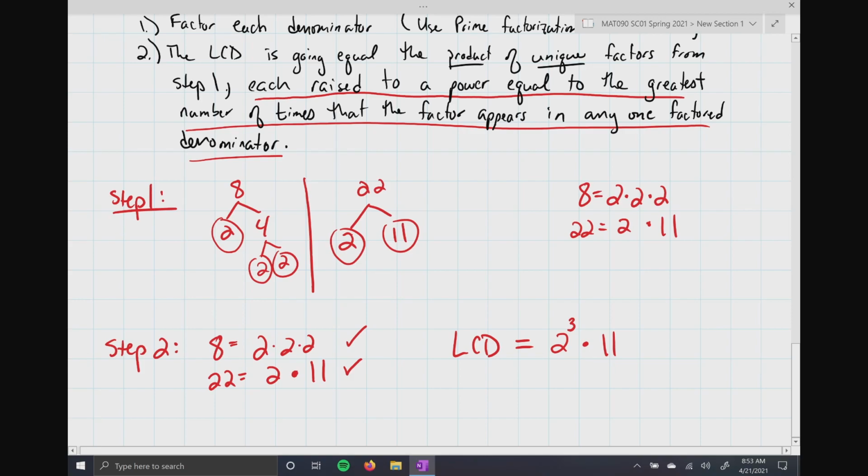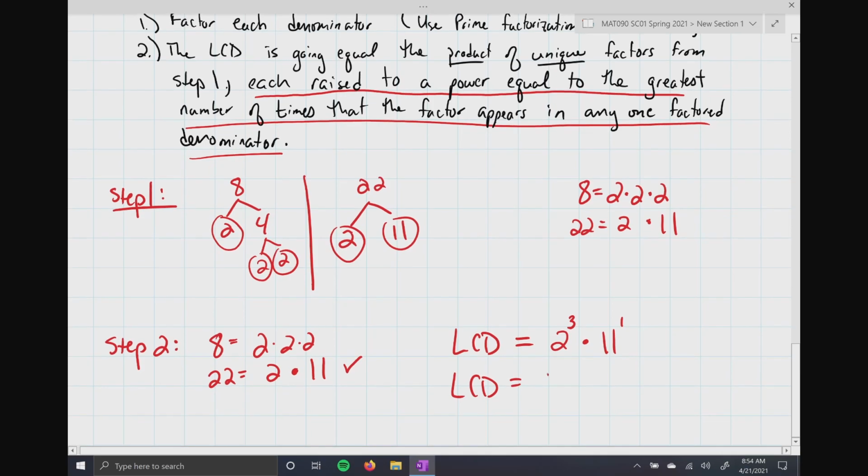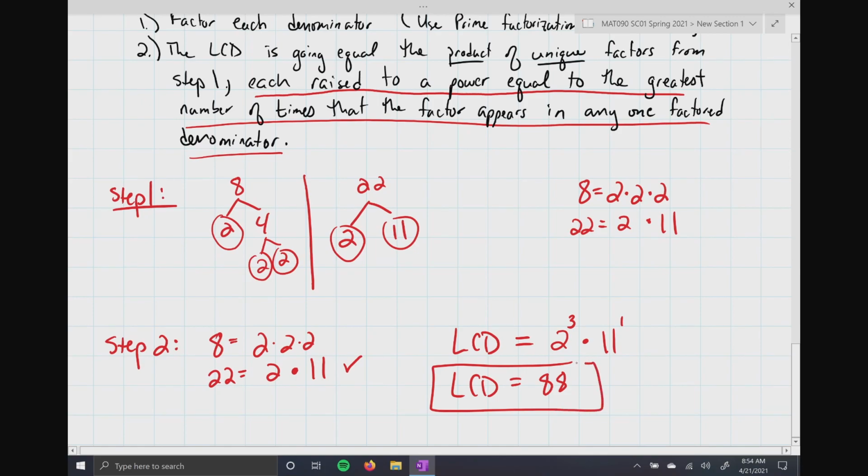Okay? Now, the number 11. The number 11 only appears in the prime factorization of 22, and there's only one of them. So you just put 11 to the 1st. So my LCD is going to equal 2 to the 3rd power, which is 8, times 11, which is 88. And that is how you find a least common denominator every single time. Does that make sense, everyone?